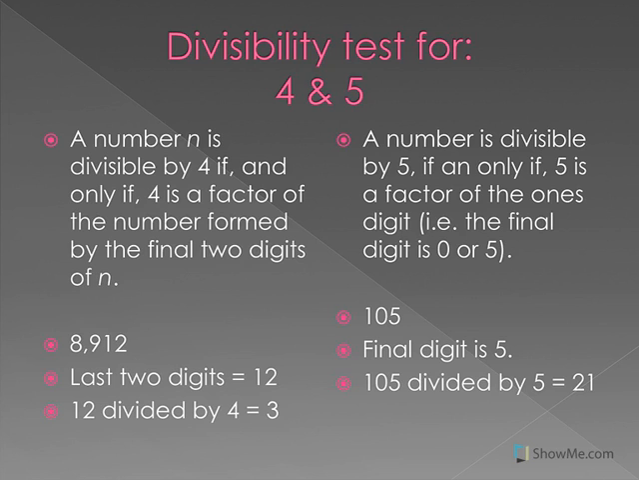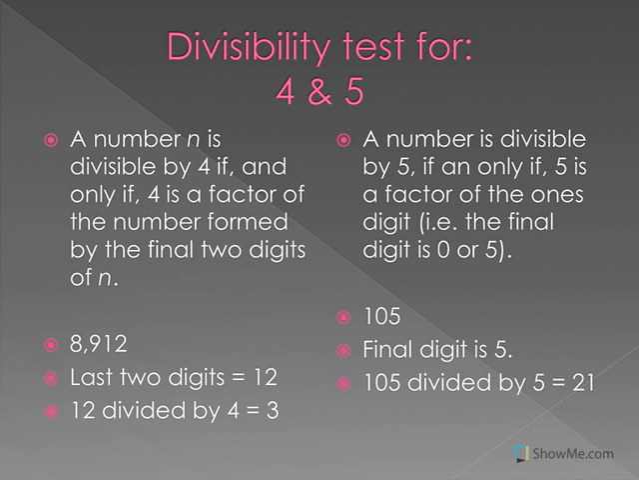In the divisibility test for 4, a number n is divisible by 4 if and only if 4 is a factor of the number formed by the final 2 digits of n. For example, 8,912. The last 2 digits are 12. 12 is divisible by 4.